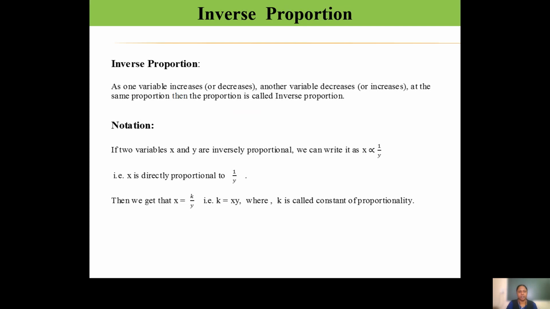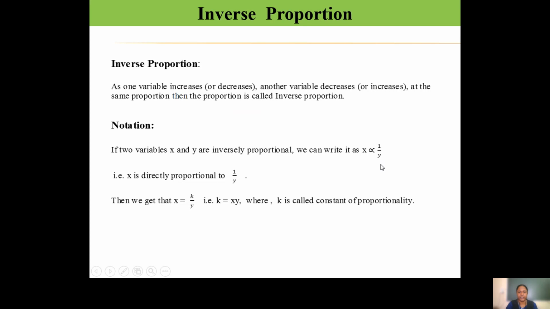Next to direct proportion, the next definition is inverse proportion. It is totally reverse to direct proportion. As one variable increases or decreases, the other variable decreases or increases in the same proportion, then the proportion is called inverse proportion. For the notation, if two variables x and y are inversely proportional, then we can write x is directly proportional to 1 upon y.